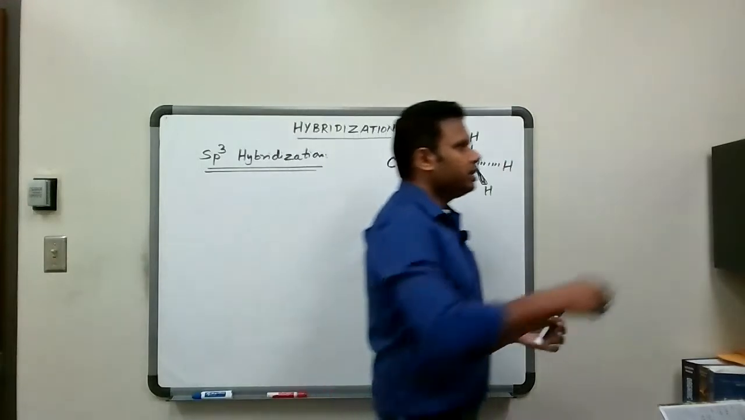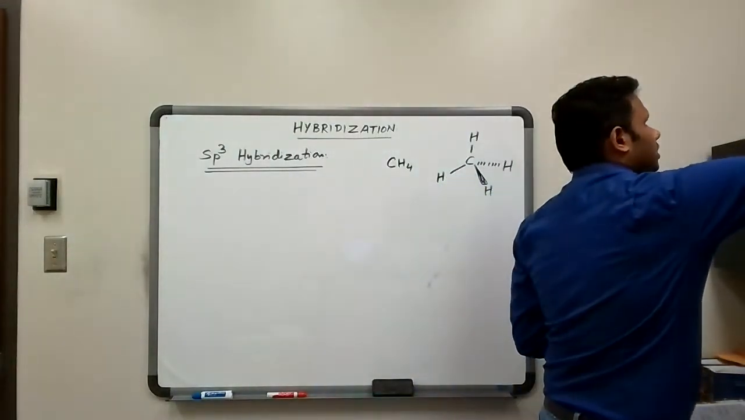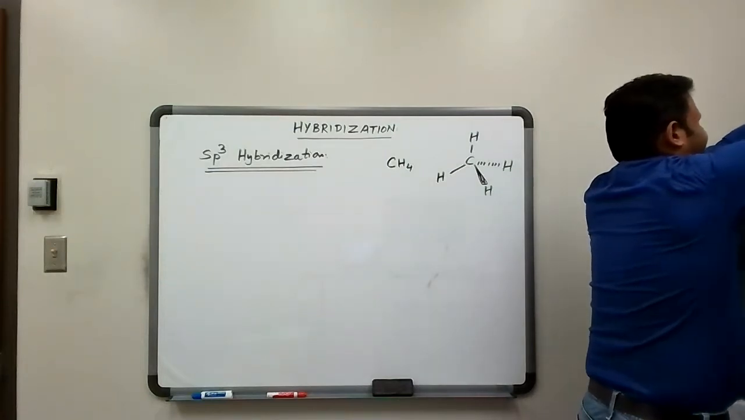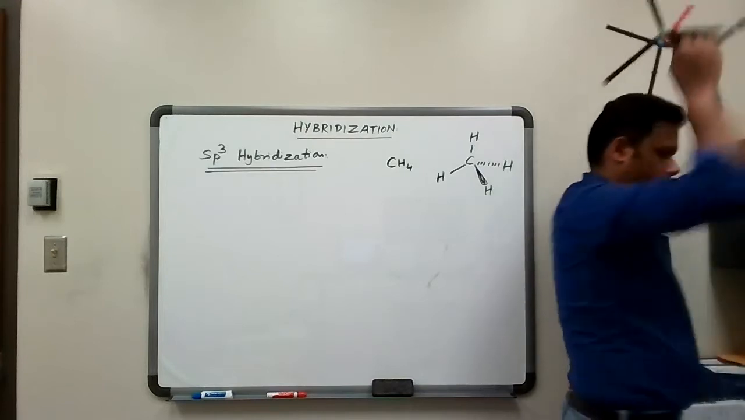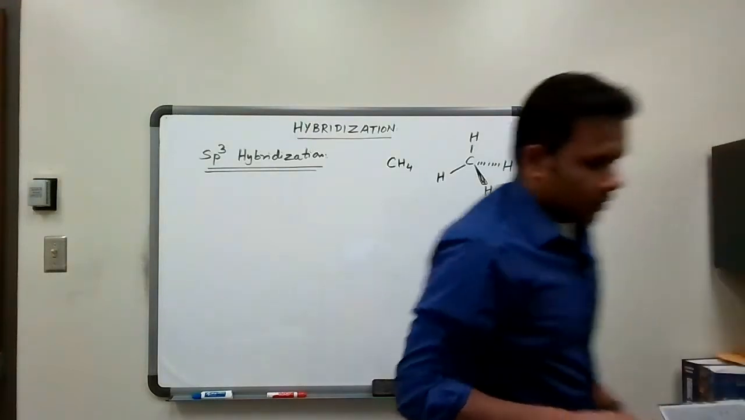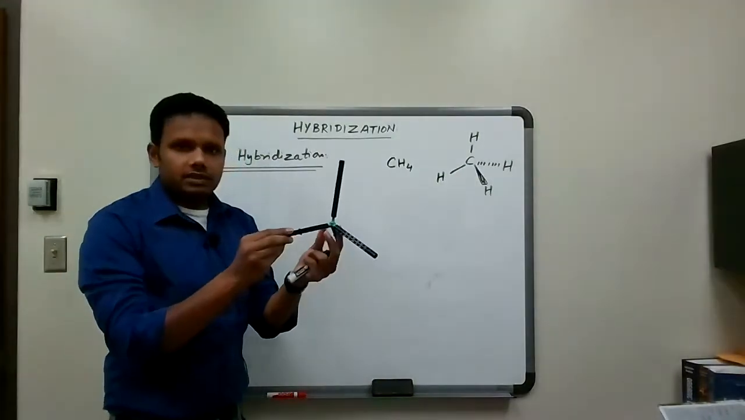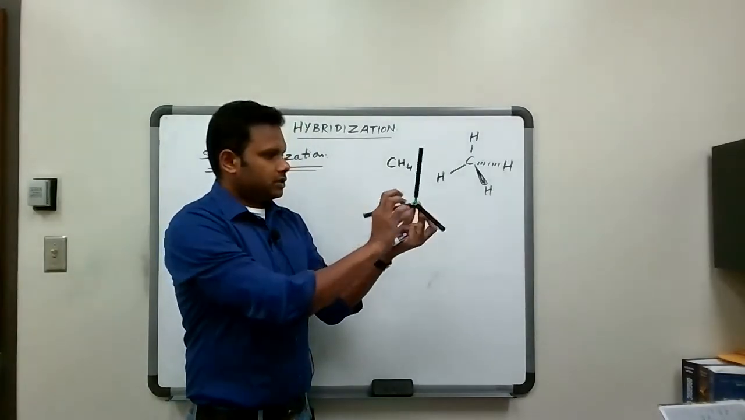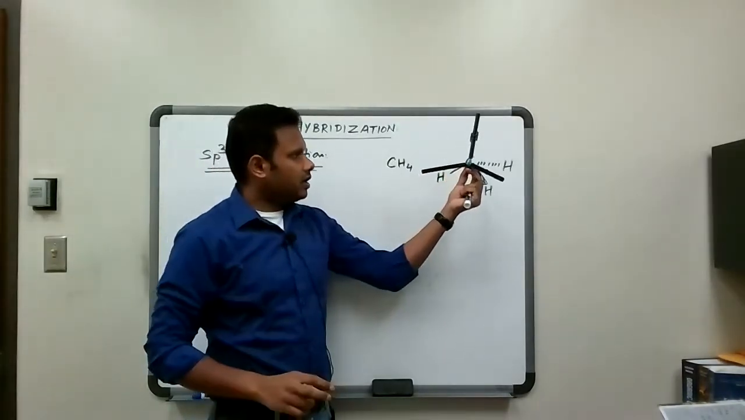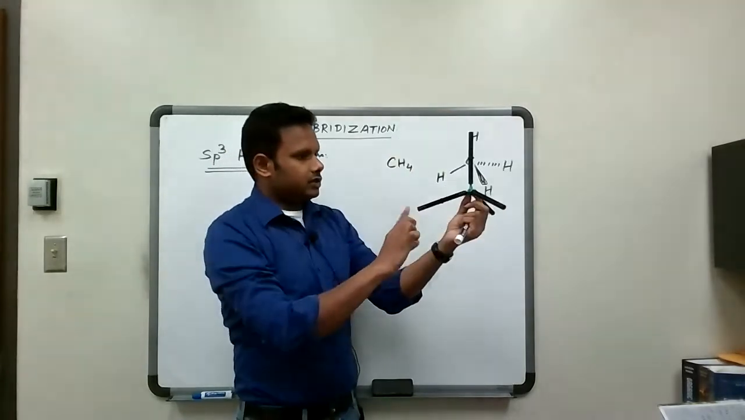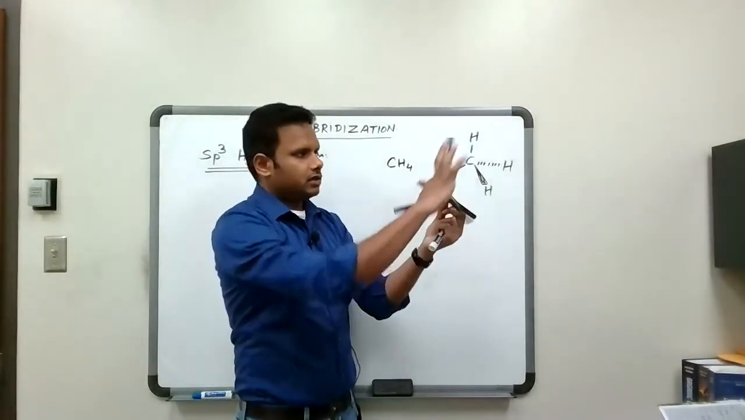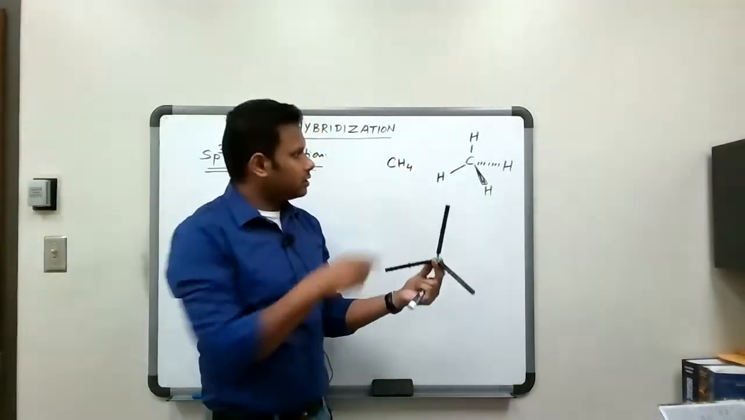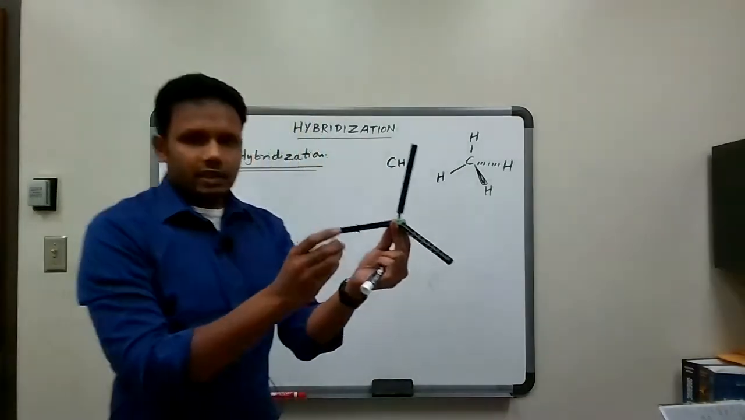Let me illustrate this by using a model here. Let's say this is the methane molecule. The green here is the carbon atom, and the 4 hydrogens are at the ends. The black ones are the bonds. Essentially, the way I've drawn this methane molecule is like this.